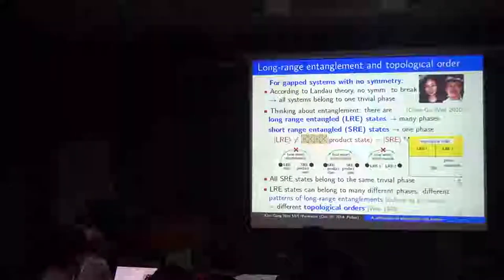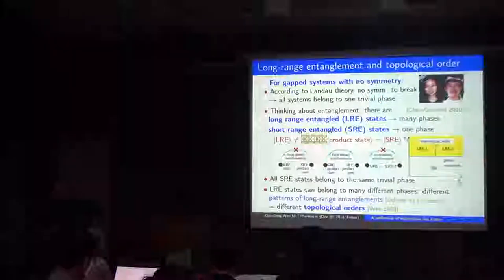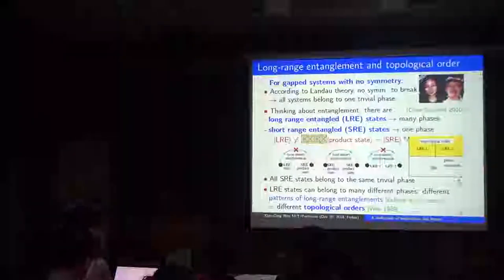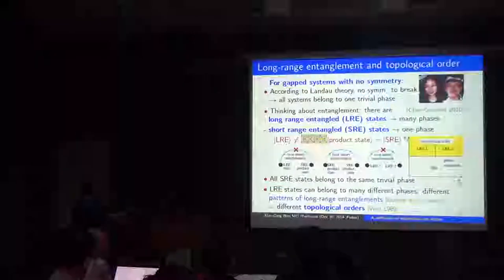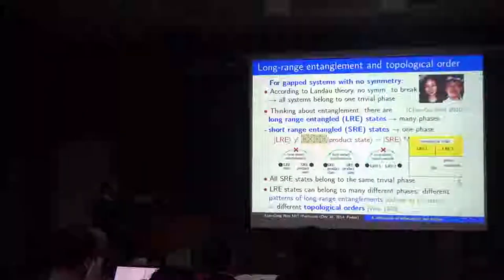1, 2, 3, many, many. So when you see something more than three, this tribe doesn't have a word, doesn't have a language to describe such phenomena. And here we are facing the same situation. So we have some kind of long-range entanglement.